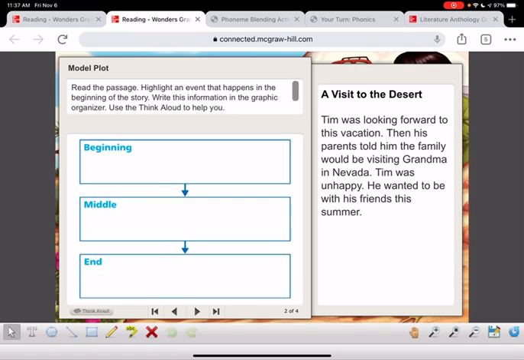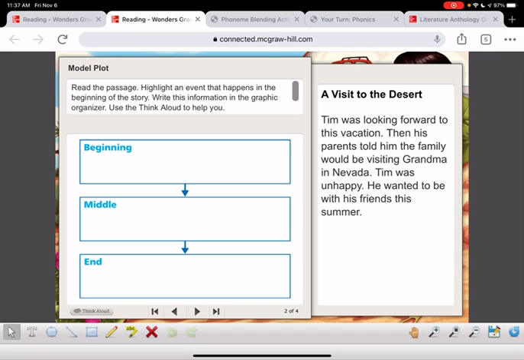Alright, next one. Now we're going to model the plot. So as we read the passage, we're going to highlight an event that happens in the beginning of the story. And we're going to write this information in a graphic organizer to help us. So this passage over here on A Visit to the Desert is Tim was looking forward to this vacation. Then his parents told him he would be visiting his grandma in Nevada. Tim was unhappy. He wanted to be with his friends this summer.